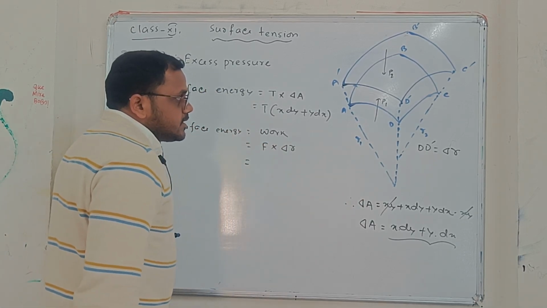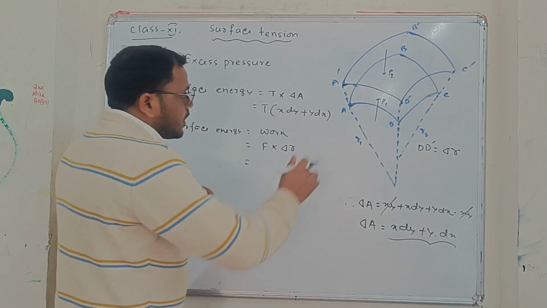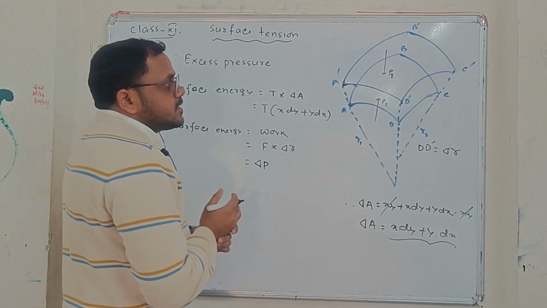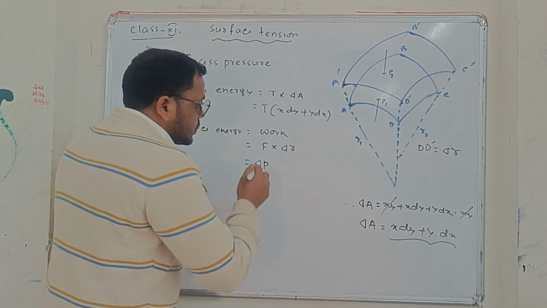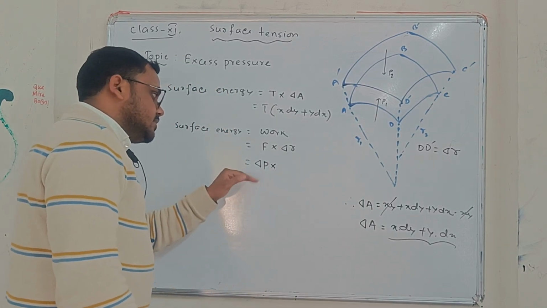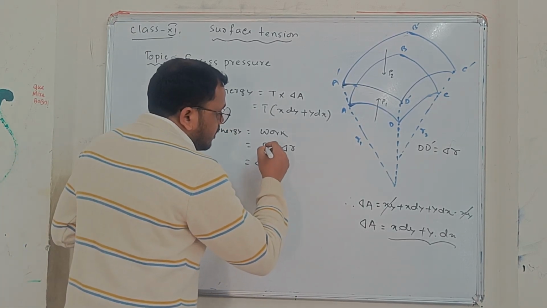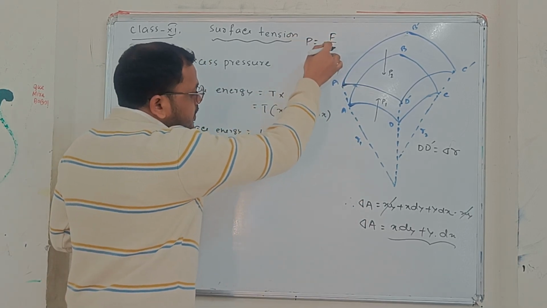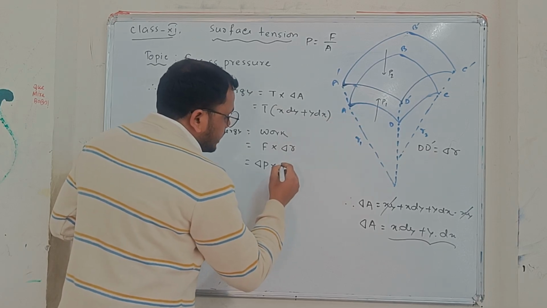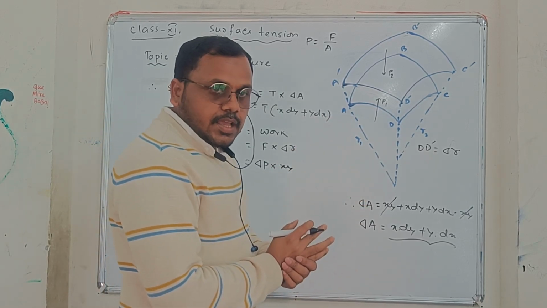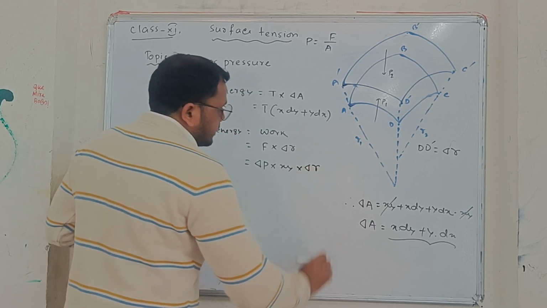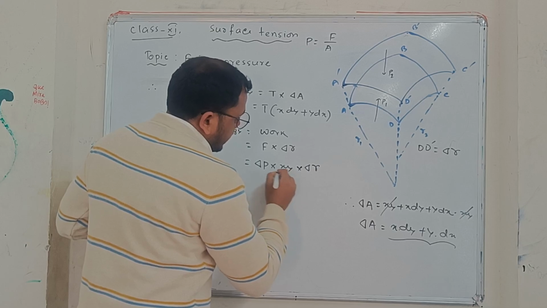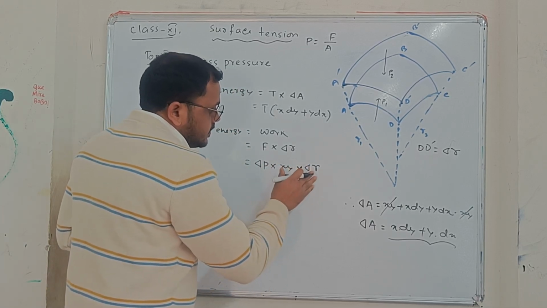The force is the force produced due to the excess pressure. We consider the excess pressure to be delta P, and due to the excess pressure the area is increased. We know pressure is equal to force divided by area, so force is equal to pressure into area. So delta P into area, where area means x into y, the initial surface area, into delta r. X into y is the area, delta P is the excess pressure, and delta r is the displacement.